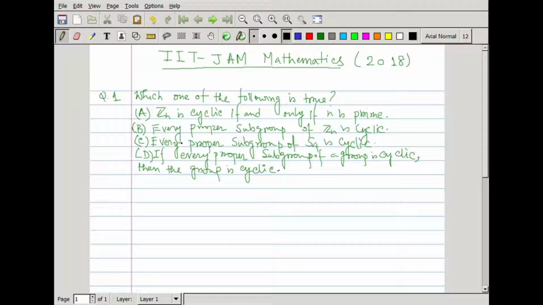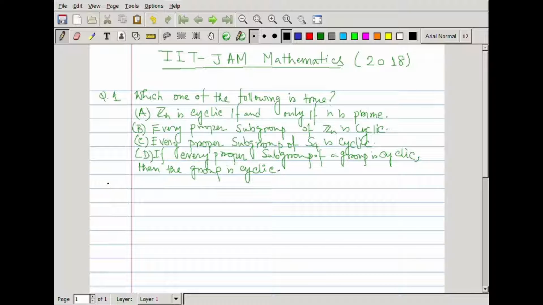Option A is Zn is cyclic if and only if n is prime. Option B is every proper subgroup of Zn is cyclic. Option C is every proper subgroup of S4 is cyclic. Option D is if every proper subgroup of a group is cyclic, then the group is cyclic.